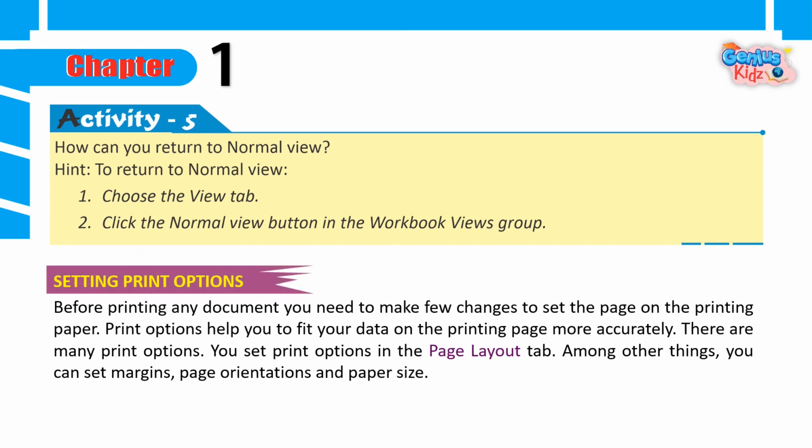Setting print options. Before printing any document, you need to make a few changes to set the page on the printing paper. Print options help you to fit your data on the printing page more accurately. There are many print options. You set print options in the Page Layout tab. Among other things, you can set margins, page orientations, and paper size.